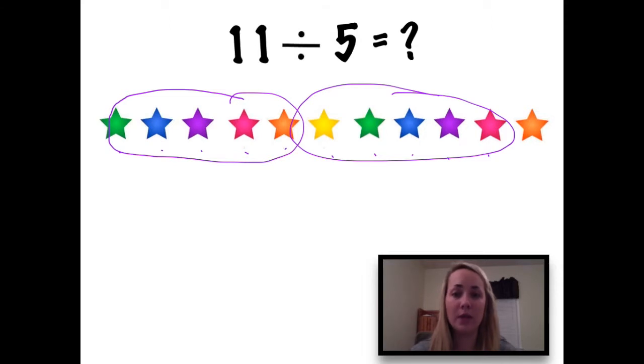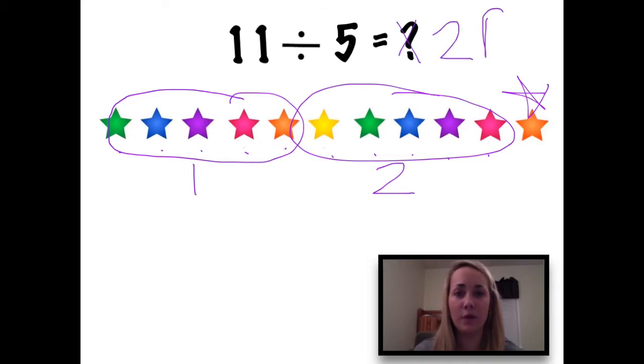So looking at what I circled here after putting them into groups of 5, I have 2 groups with 1 left over. So 11 divided by 5 would be 2, because I could make 2 equal groups of 5, and then I have 1 that's left over. The one that is left over, I then call my remainder.